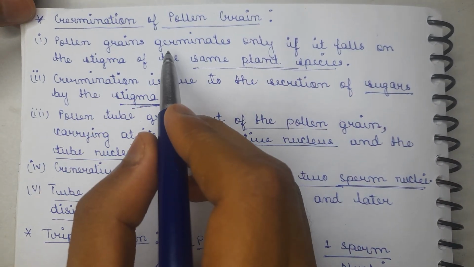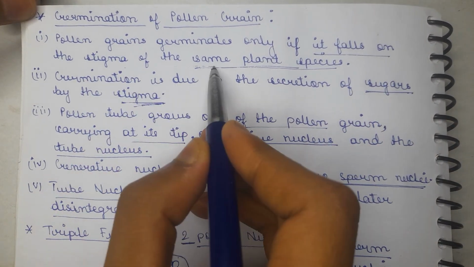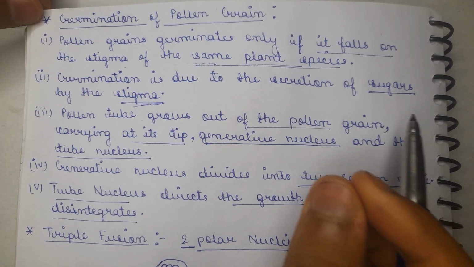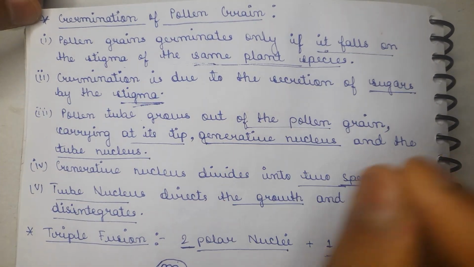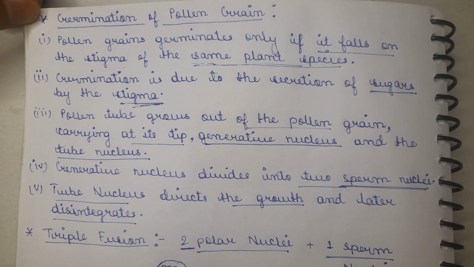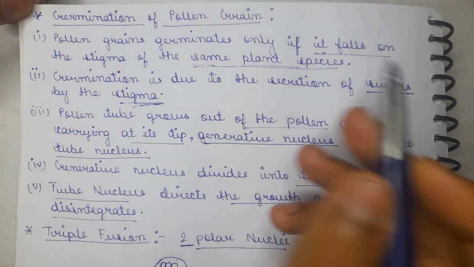First of all, the pollen grains germinate only if they fall on the stigma of the same plant species. For example, if you take the pollen grains of the rose plant, they should fall on the stigma of the rose plant only. If they fall on another plant species, then the pollen grains will disintegrate or disappear.